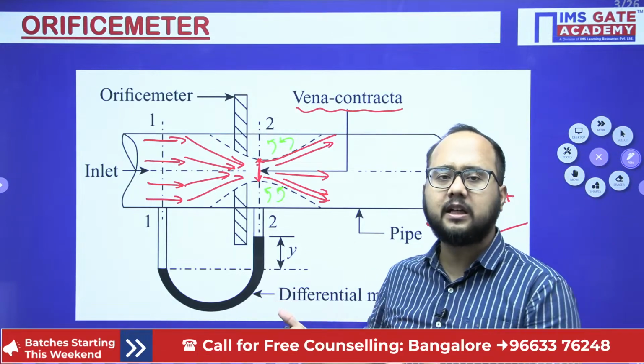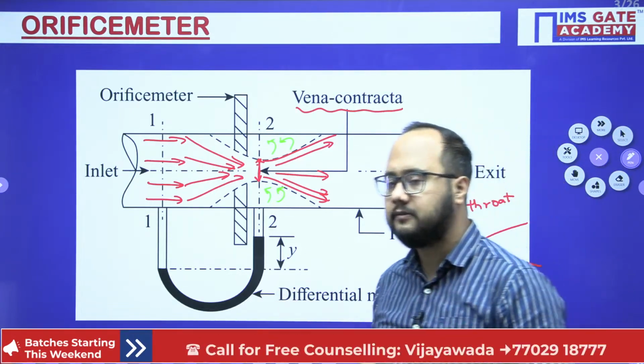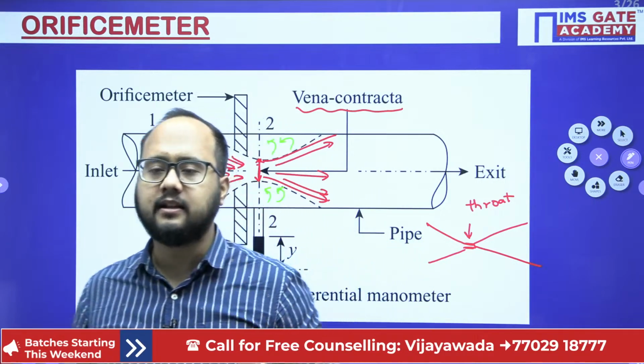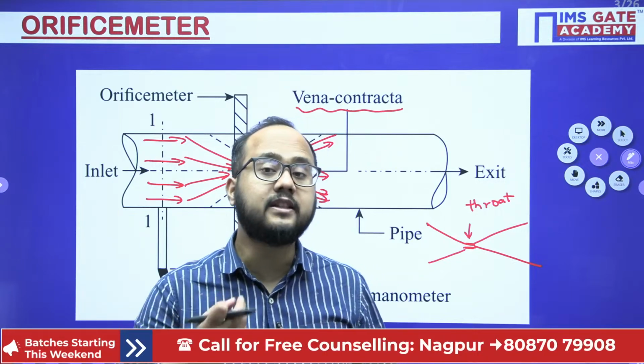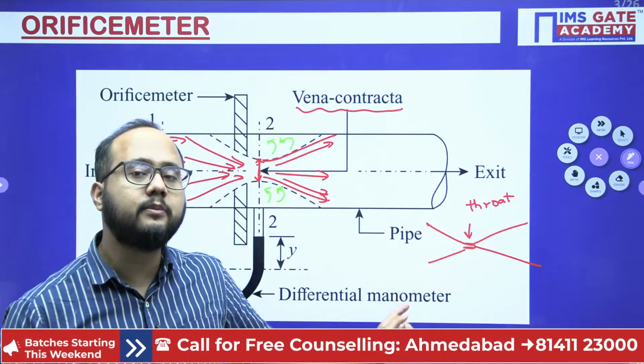Now if I ask you, the losses will be more in the Orificemeter or in the Venturimeter? What will be your answer? Tell me. In which case will the losses be more, Venturimeter or Orificemeter?